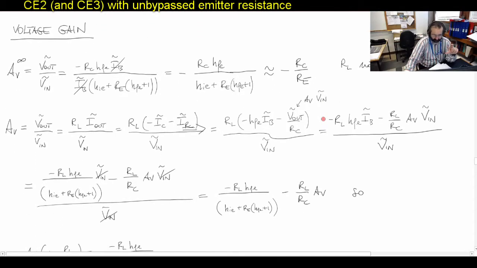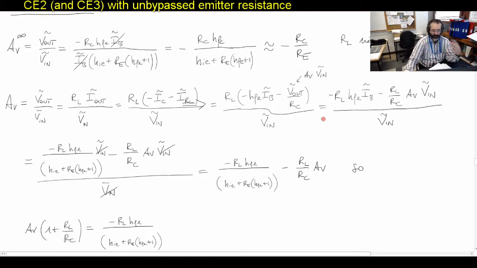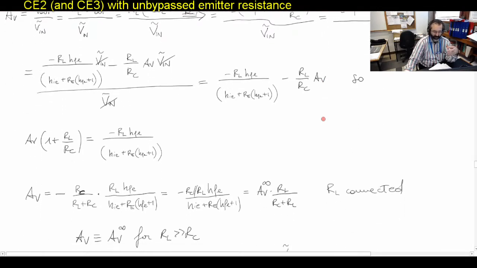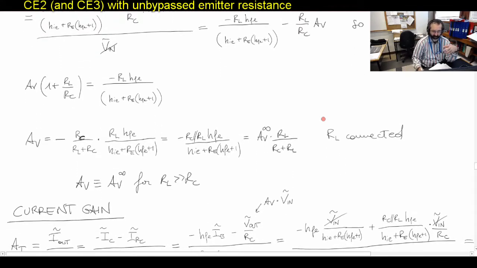If we then connect RL, as we've seen today, we should expect some perturbation of this result. Again, a lot of algebra to get the final result, but the final result in the end is here. And as we've seen today, AV, the total amplification when RL is connected, is AV infinite times RL over RC plus RL. So this result doesn't change, of course. And again, as we said today, if RL is larger than RC, then AV is effectively AV infinite.